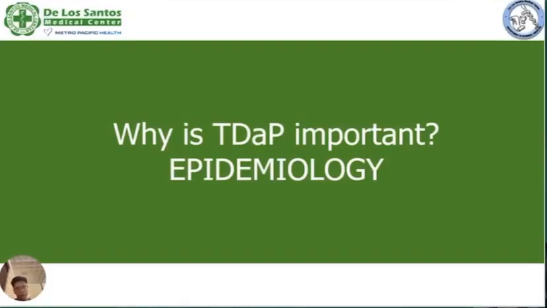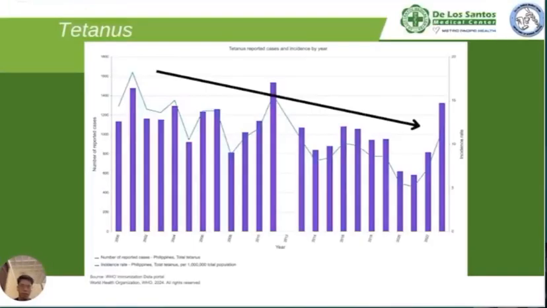So why is Tdap important? We go back to the epidemiology. Tetanus first. The number of tetanus cases, as you can see here, has decreased over the past decade. Tetanus still has a high incidence and mortality rate in the Philippines. But as described here by the black arrow, it's slowly going down. Hopefully the status improves in the following years.